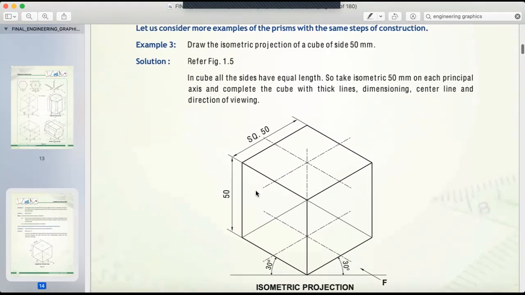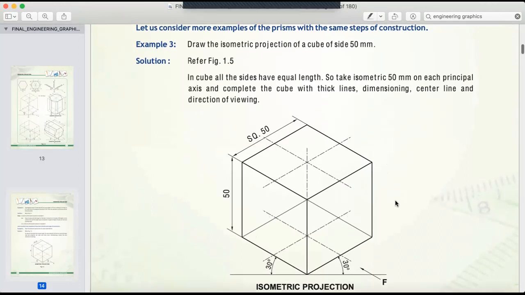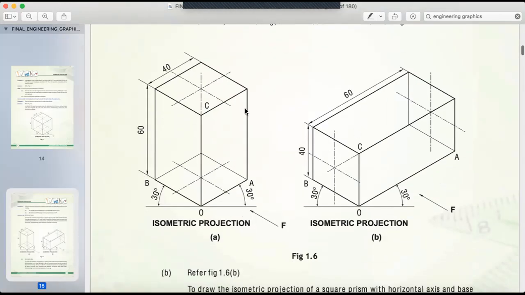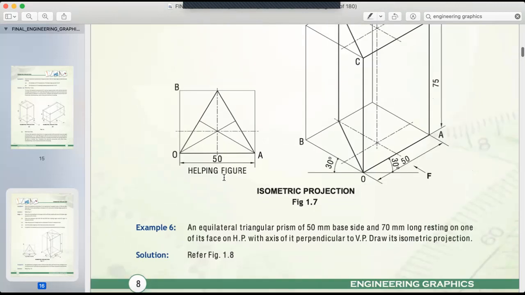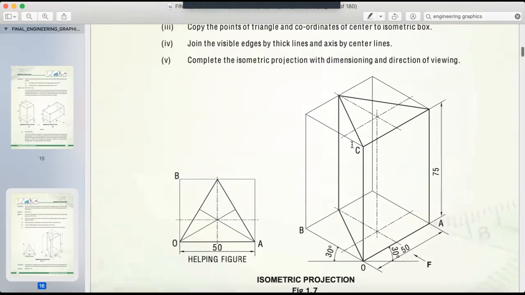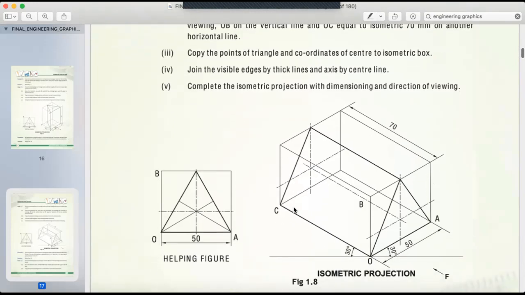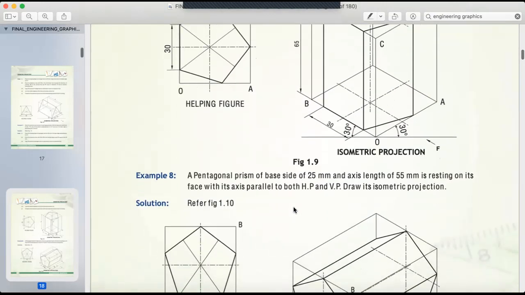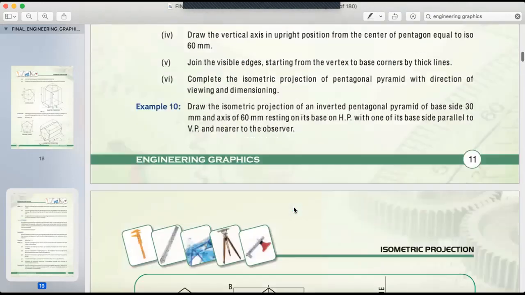This is a square prism. People call it a cube also. Both are correct. In a square prism, top and bottom you have squares, and it is joined by 4 rectangular surfaces. Then this is also a square prism. Then we have a triangular prism. So top and bottom is a triangle joined by 3 rectangular faces. So that way we can see a lot of prisms are there.